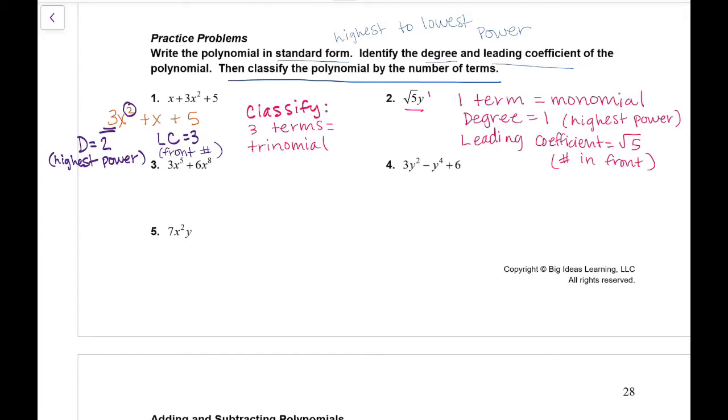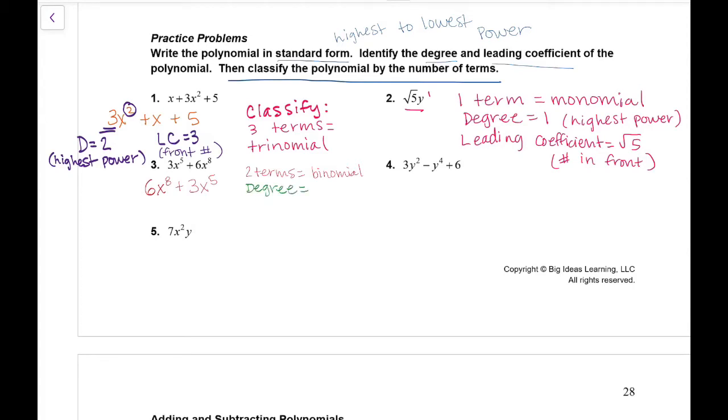Looking at number 3, we have two terms. These two terms need to be written in standard form. We want to write the x to the 8th first because that is a higher power than x to the 5th. So if I have two terms, think of a bicycle. So it's a binomial like a bicycle. There's two terms, 2 wheels on a bicycle, 2 terms is a binomial.